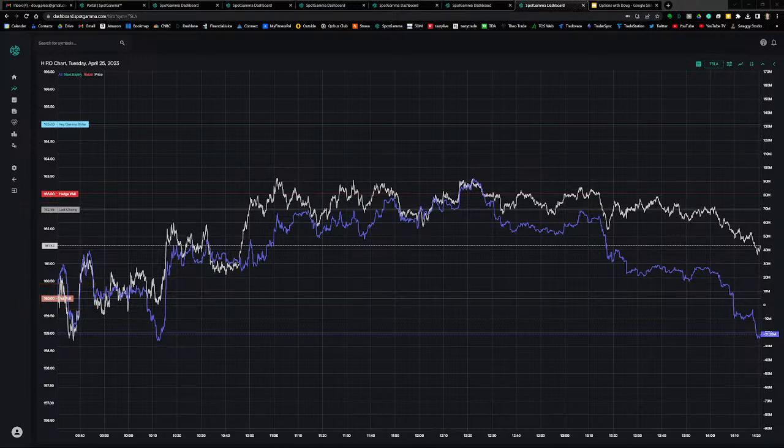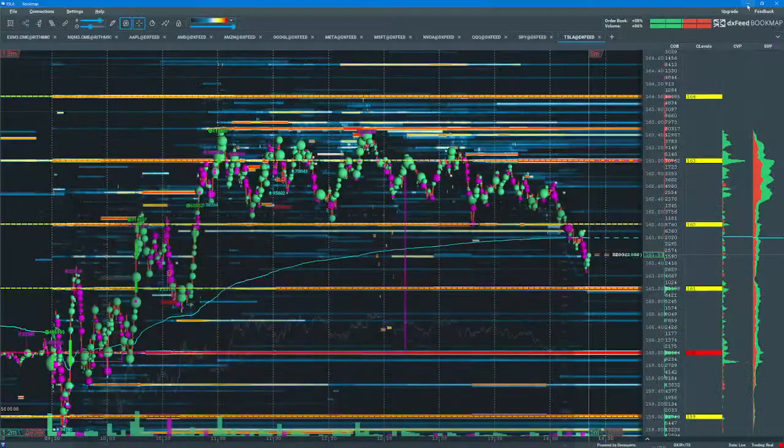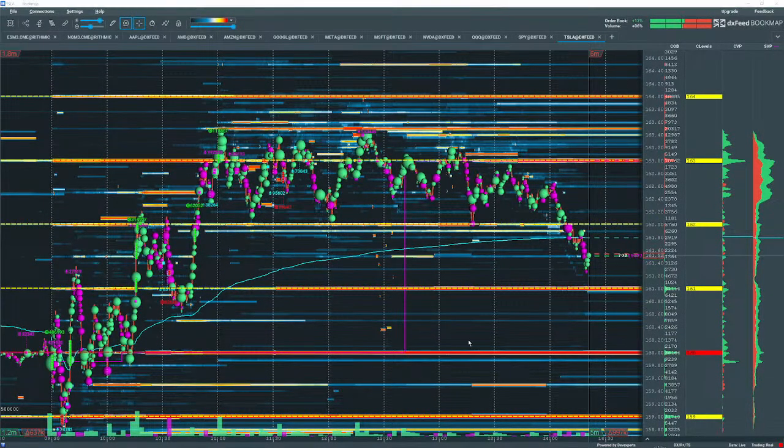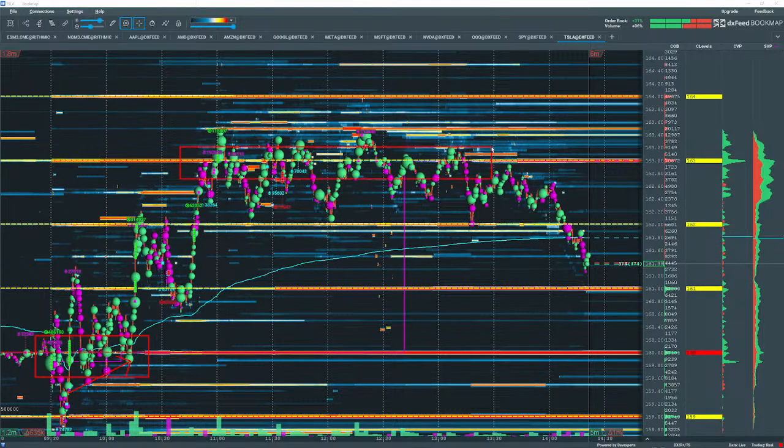All right, so let's go take a look at Bookmap again. So here's the 160 put wall. And again, it took a while, but that did act as support. Price was making a series of higher highs and then finally breaks above the 160 put wall and then found resistance at the 163 hedge wall, and now is moving lower.